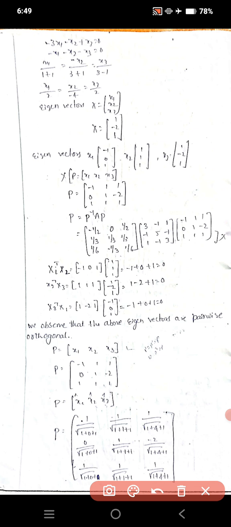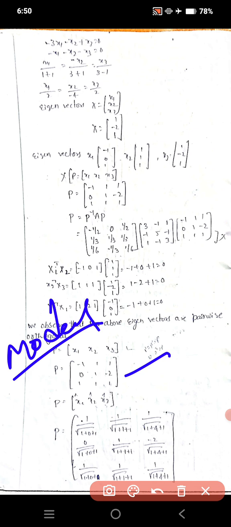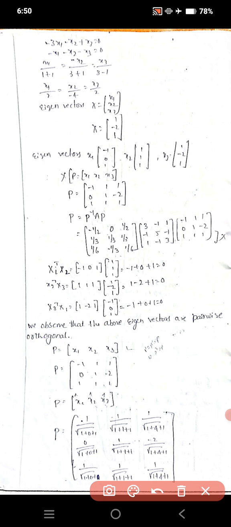Okay, model matrix. This theme is nothing but model matrix. So P is equal to x1 vector, x2 vector, x3 vector: x1 vector is minus 1, 0, 1; x2 vector is 1, 1, 1; x3 vector is 1, minus 2, 3. The P matrix came. Now for the P matrix, we have to find the normalized eigenvector.